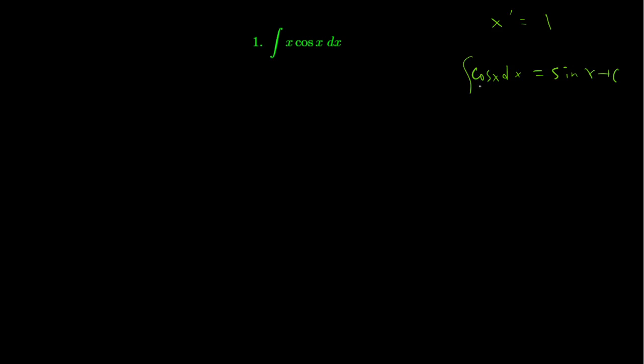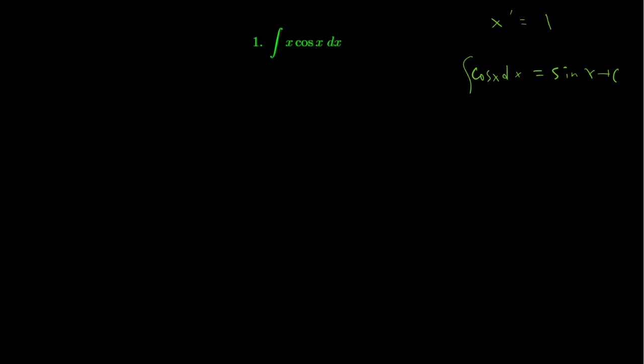Sine of x is not more complicated than cos of x. Using our common sense to understand what I mean by simpler and not more complicated. The derivative of x is equal to 1, which is simpler than x. Antiderivative of cos of x is sine of x, which is not more complicated, right?